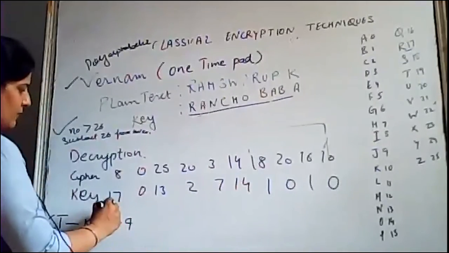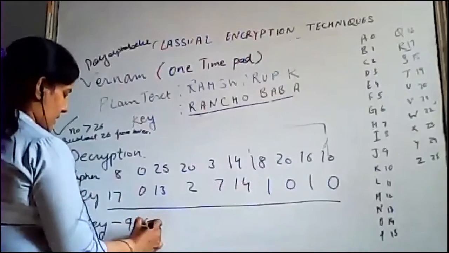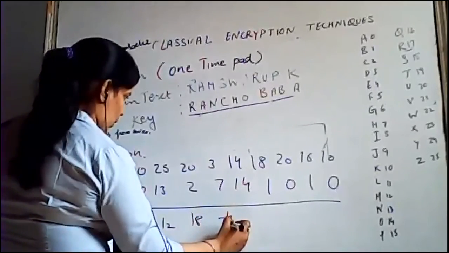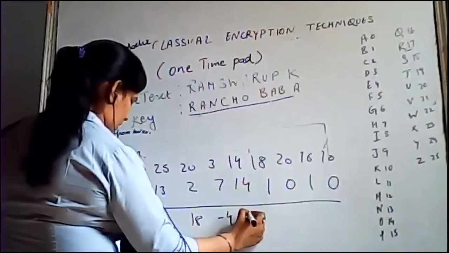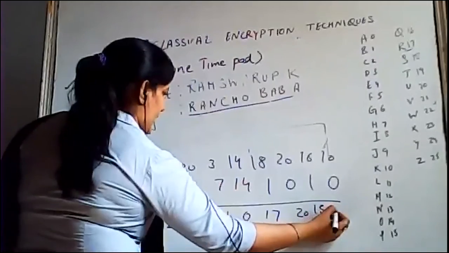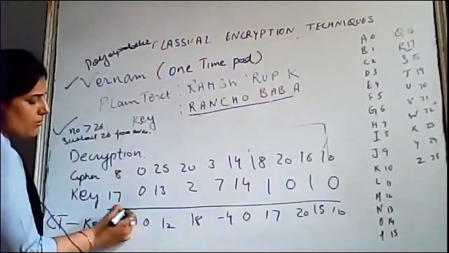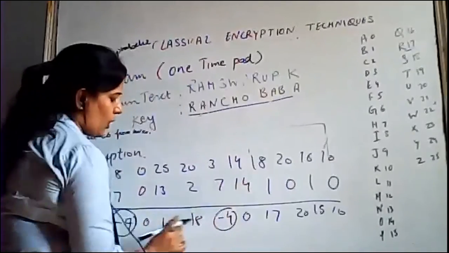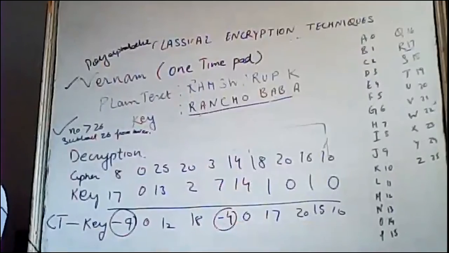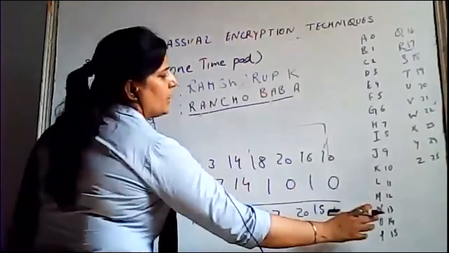For this case, we are getting minus 9, 0, 12, 18, minus 4. You can have 0, 17, 20, 15 and 10. Clear? Now where is the issue? In the negative number, because we have not given any marking for the negative number in my table.